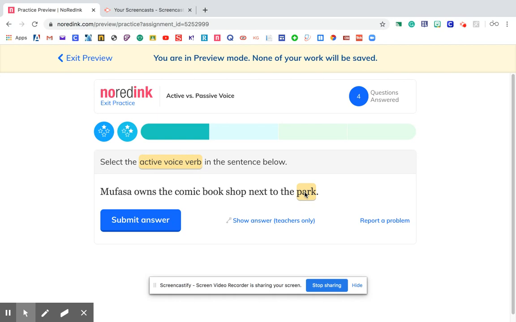So remember, we're trying to identify the active voice verb. Mufasa owns the comic book shop next to the park. So Mufasa is the subject of the verb. Okay, so our active voice verb is what Mufasa is doing. So Mufasa owns the comic book shop next to the park.